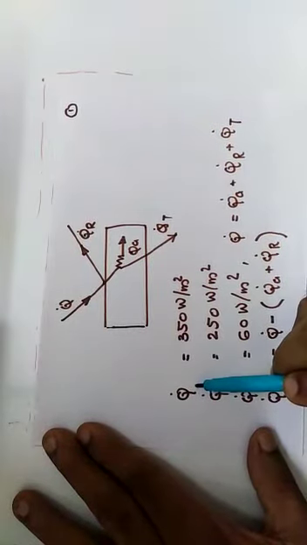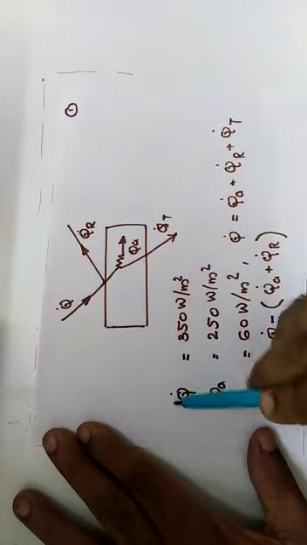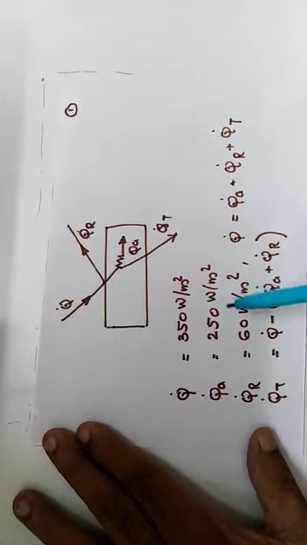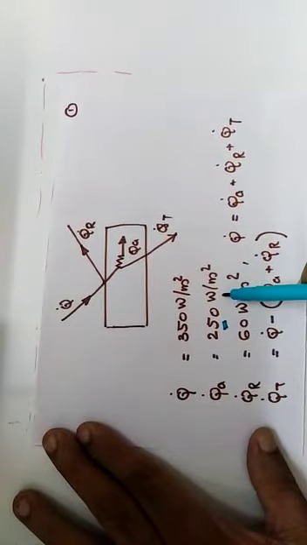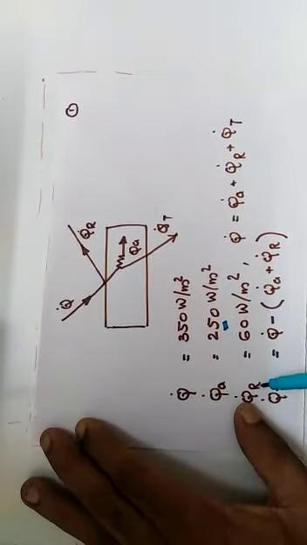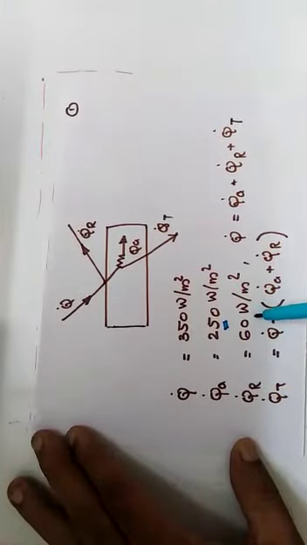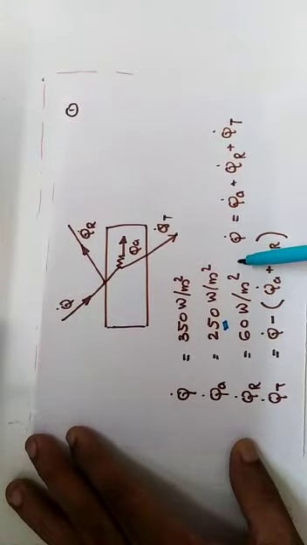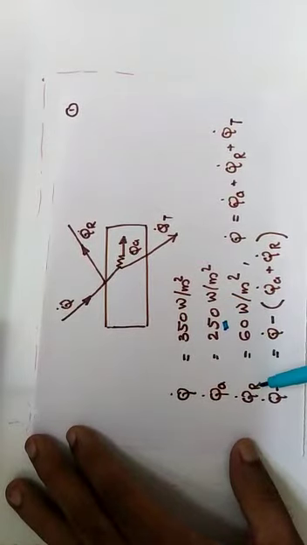Here it is given that the total amount of radiation that falls on the surface is 350 watt per meter square, and 250 watt per meter square is absorbed. That is Q dot A equal to 250 watt per meter square, and it is given that 60 watt per meter square is reflected. That is Q dot R equal to 60 watt per meter square. So Q dot equal to 350, Q dot A, Q dot R are given. Using this relation, we will get Q transmitted.